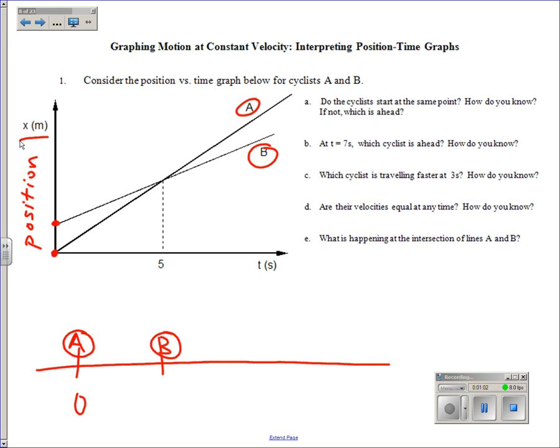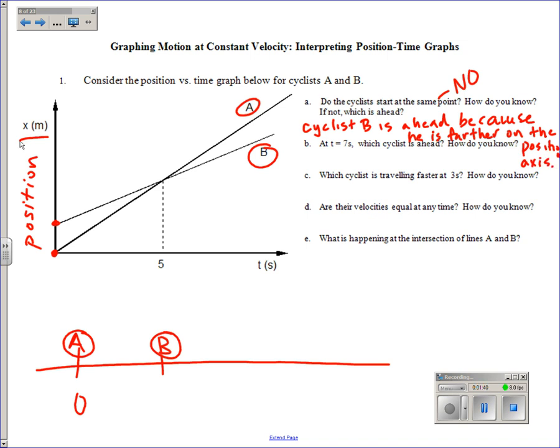So question A says, do the cyclists start at the same point? The answer to that is no. How do you know? Well, you know that cyclist B is ahead because he is higher on the vertical axis, or he is farther on the vertical axis, on the position axis.